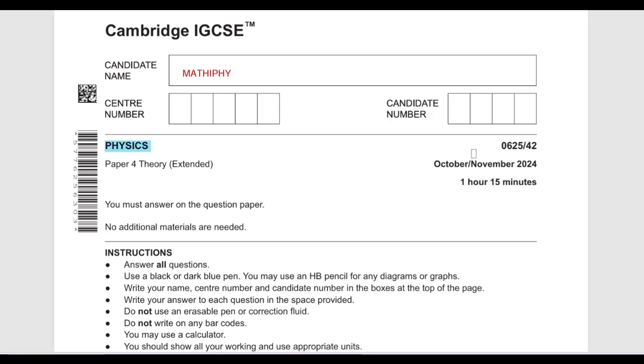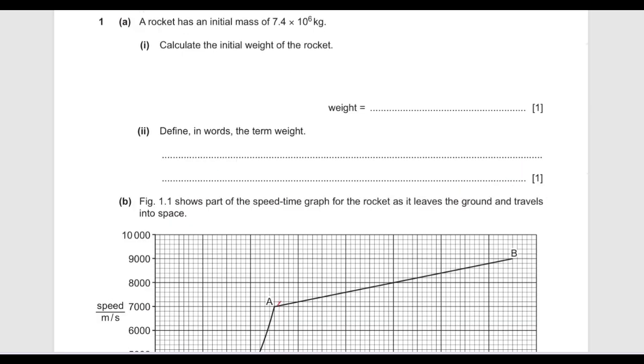Today we'll be doing another paper of course code 0625. It's paper 4 from October-November 2024. So the first question of the paper is saying that there is a rocket that has an initial mass of 7.4 × 10^6 kg, and we have to get the initial weight of this rocket.